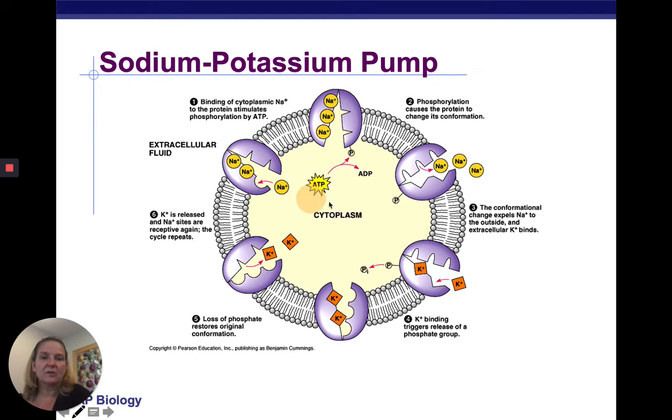Okay, I don't know if you can see this glowing thing, but the ATP transfers a phosphate group to this protein. The protein changes shape, expels the sodium, then potassium binds, the phosphate group falls off, and then it returns to its original conformation, dumping the potassiums inside.